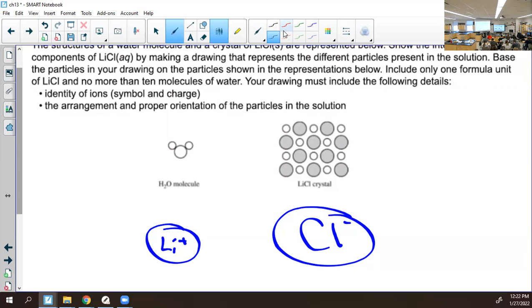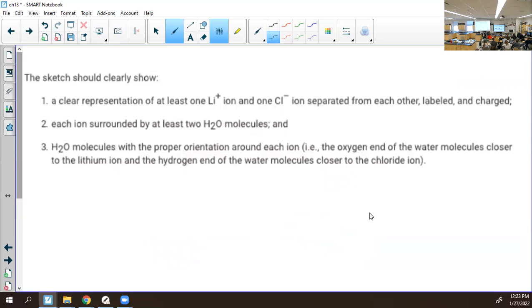All right, lithium. What should touch the face or the ears? Or face, sorry. I drew it right. I swear I drew it right. Good enough, right? Okay, next. I'm tired of this. So here's the answer: a clear representation of at least one Li+ and Cl- separated from each other, labeled and charged. Do we do that? Yep.